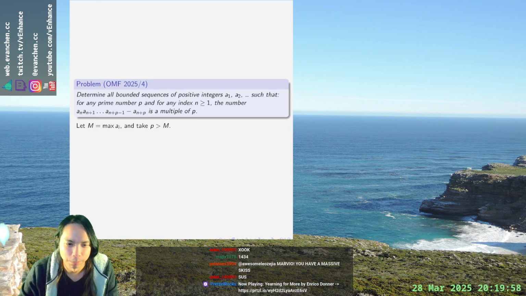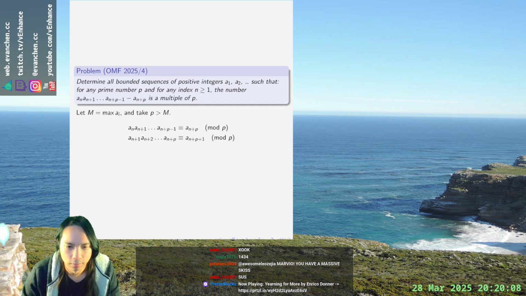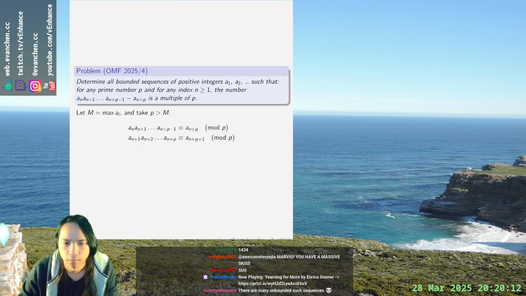Okay, so I just bump the index by one to start, and then divide these two. And it's okay to divide because I picked the prime to be larger than the max of the a_i. So what does that do? So a_n plus p squared over a_n.